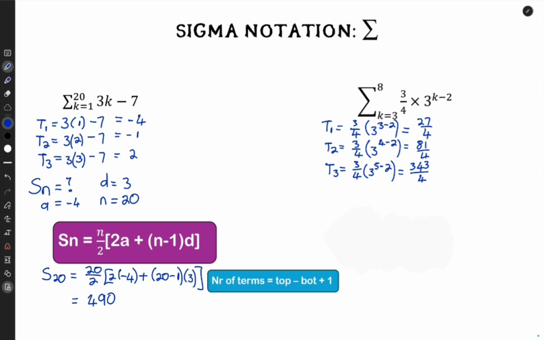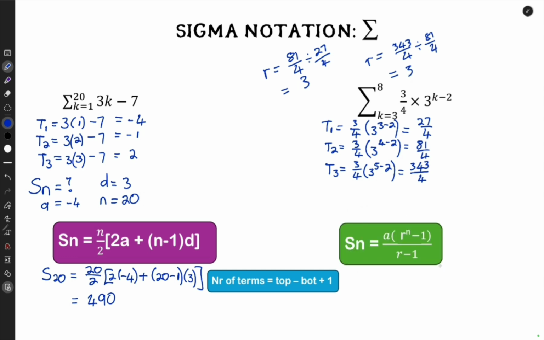Okay, so what I'm then going to test is, what do I get if I say term 2 divided by term 1? Okay, so let's do that. Sorry, I'm just going to do it up here. 81 over 4 divided by 27 over 4. I actually get a value of 3. And now if I test it again and I do term 3, 343 over 4 divided by 81 over 4, I get an answer of 3. So that means this is a geometric sequence, and therefore I can use this formula.